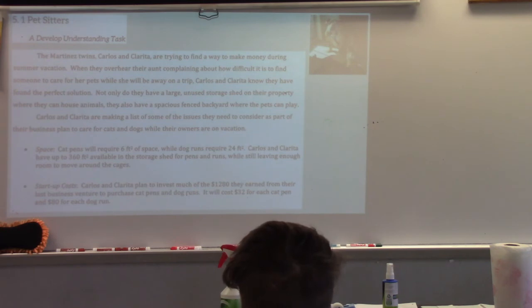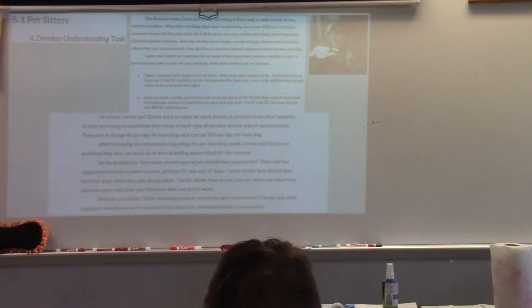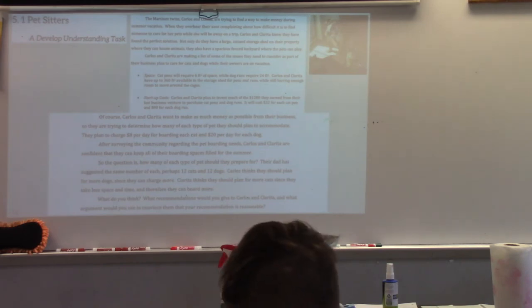Okay, so not only do they need to consider space, but they need to think about buying the things for those cat pens and dog runs. And so there's two different sets of constraints here. Notice again that word constraints from the objectives. We have to stay within these requirements. All right, but here's the next little part. Trey, can you read the next 2 paragraphs?